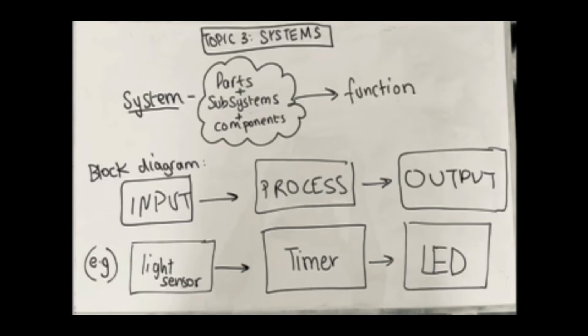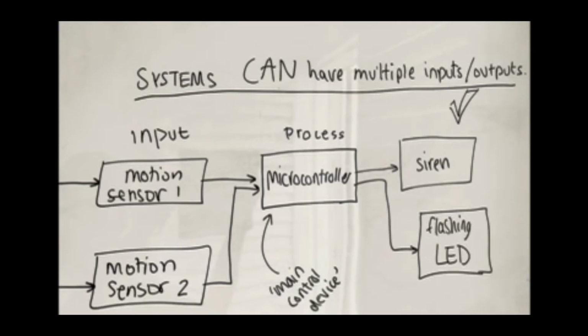Now, a common mistake when designing systems is the assumption that systems can only have one input or one output. But in reality, a system can incorporate several different inputs and several different outputs. For example, you can see the block diagram for a burglar alarm here. In this case, there are multiple different motion sensors around a home. If any one of them detects a signal of movement, it sends this signal to the processor, which in this case is a microcontroller.